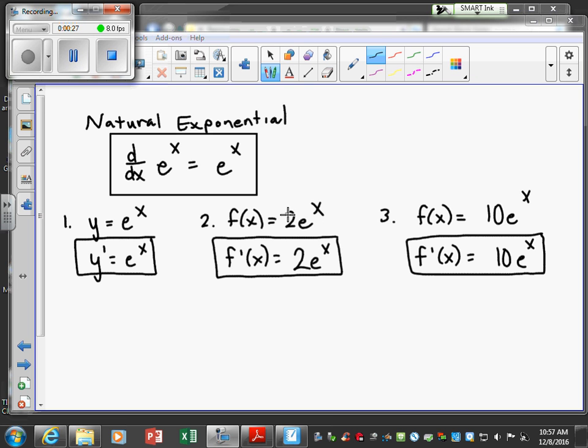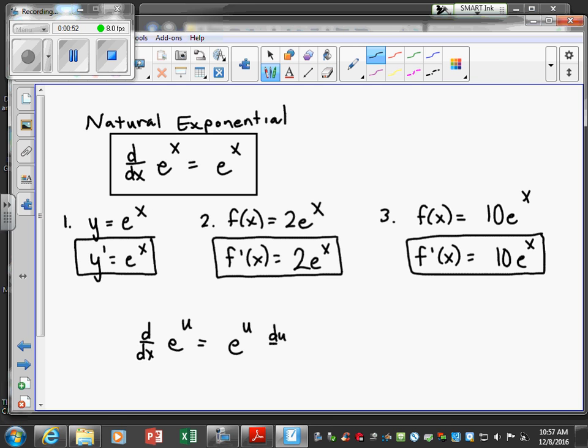If you have a constant out front, you just have 2 e to the x. And in this case, we have a 10 out front. It's e to the x. Our next one, we may have the case where we have d dx of e to the u, where a u denotes that there's something more than just an x up there. So what we would do there is calculate e to the u du dx.